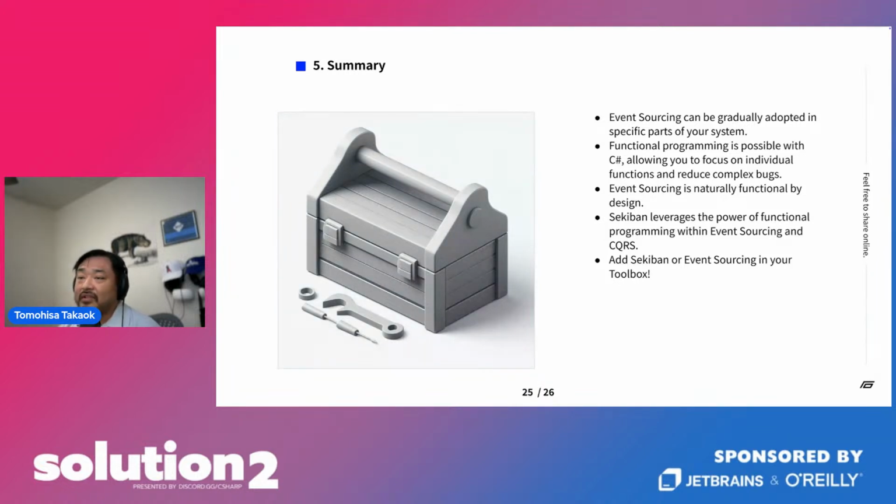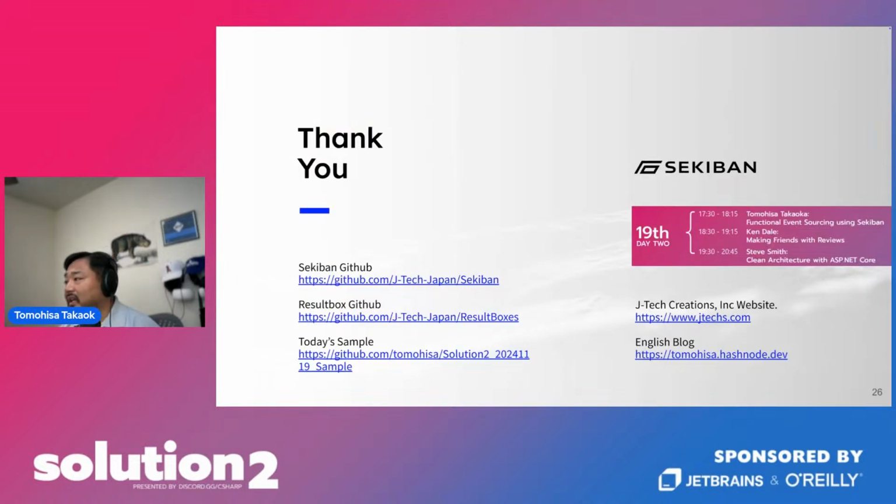So it might not be for all teams, but it's good to have event sourcing, and especially if you're a C# programmer using Azure or AWS, Sekiban would be good. You can use the data store as Cosmos DB or DynamoDB. That might be really good. So add Sekiban or event sourcing in your toolbox. So now it's about the end of the program for this month.